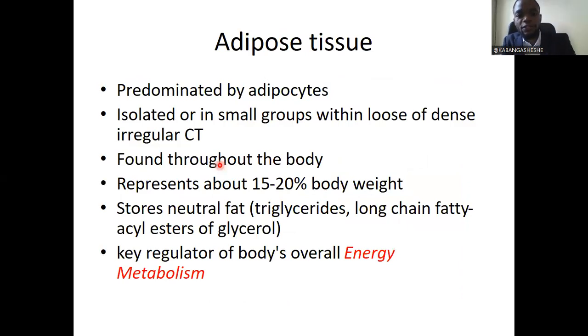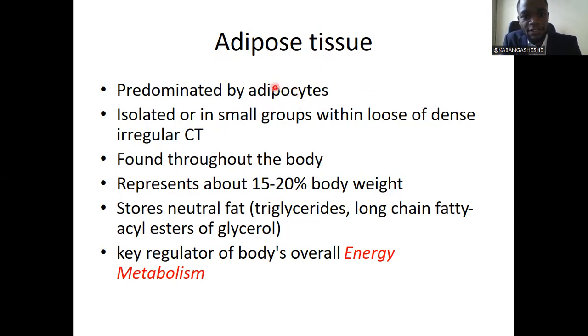Another special type of connective tissue is adipose tissue. Now, adipose tissue is part of loose connective tissue. Remember, in loose connective tissue there will be more cells, fewer fibers, and less ground substance. So this tissue is composed mainly of fat cells, which we call adipocytes. These adipocytes make up the majority of adipose tissue, hence the name adipose. I explained the function of these cells in the previous session about connective tissue. Now let's take it a bit further here.